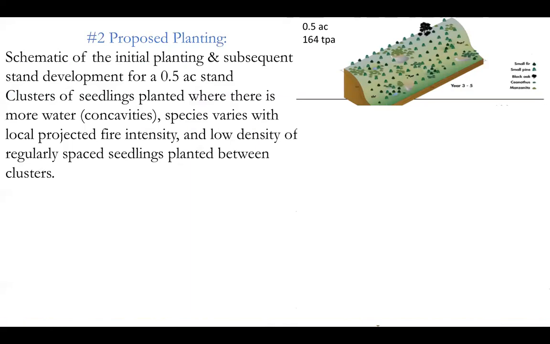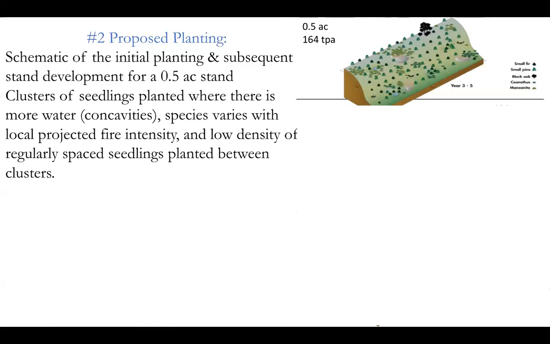Secondly, the proposed planting schematic again tries to take into account topographic heterogeneity in the initial planting design. So the idea, at a most simple pass, would be to plant clusters of seedlings where there is likely to be more water. So these would be local concavities in the landscape, toe slopes, convergent drainages where there's quite a bit of upstream water moving in the subsurface down through an area.